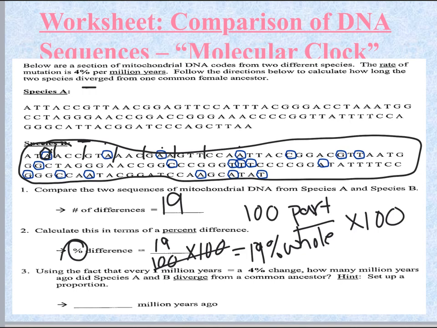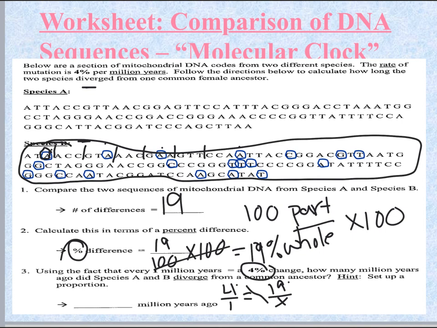Now, here is the part where you have to do a little bit more math, a little more thinking. If I tell you that every 1 million years a 4% change happens, so every million years 4% change, how many millions of years ago did species A and species B diverge? So we're going to set up a proportion. It's actually quite simple. We're going to put 4 over 1, because this is 4%. And then what are we looking for? Well, we're looking for how many years gives a 19% change. And then X is what we're looking for. How many years is that? So we have the percentages here and here set up in the same spot.